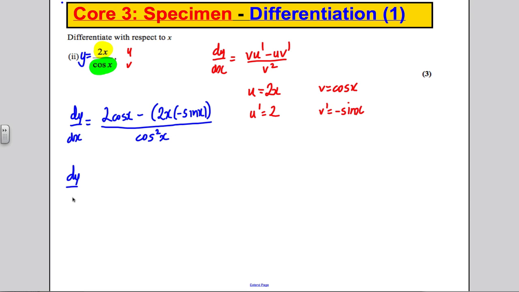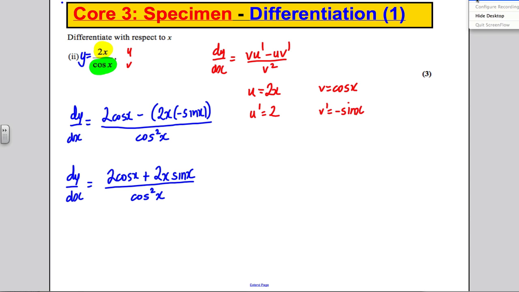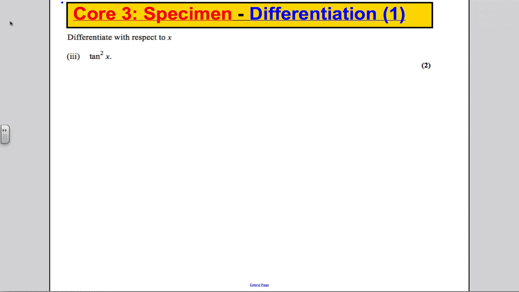So let's tidy this up a little bit. Dy by dx is therefore 2 cos x. That minus multiplies by that minus becomes a positive, so positive 2x sine x, all divided by cos squared x. And there's no need to simplify it anymore. It hasn't asked us to. There is our answer. Next, part 3, differentiate the following.